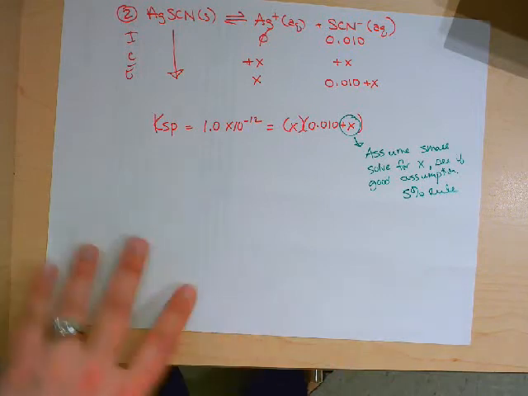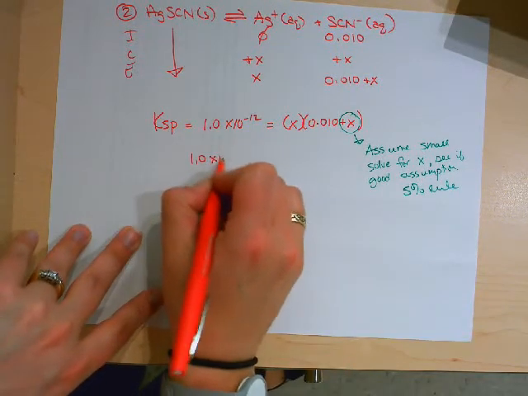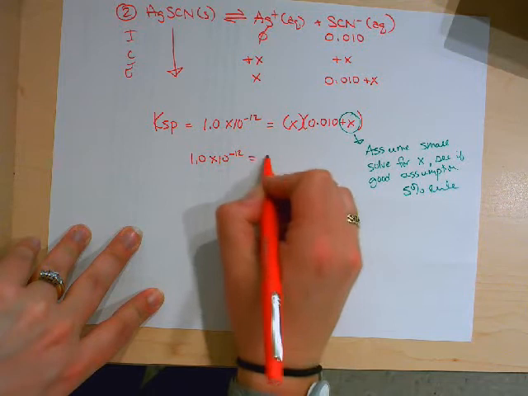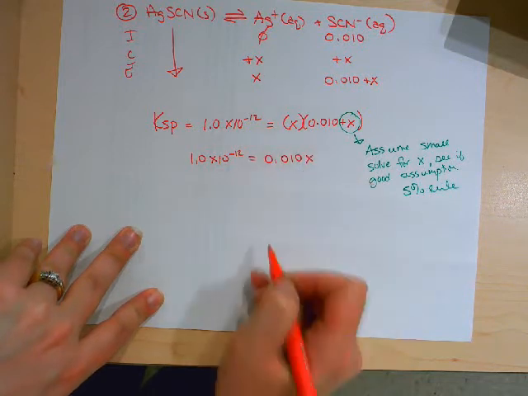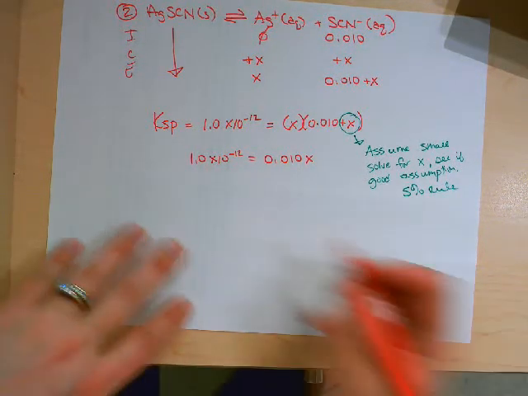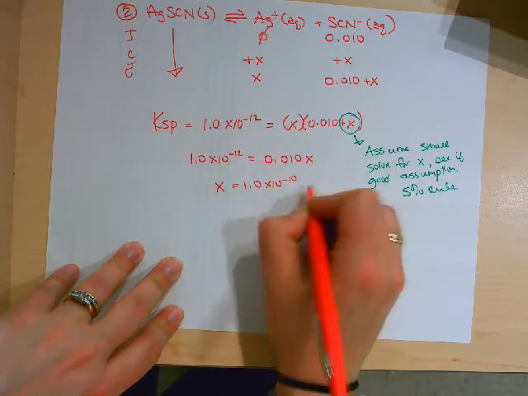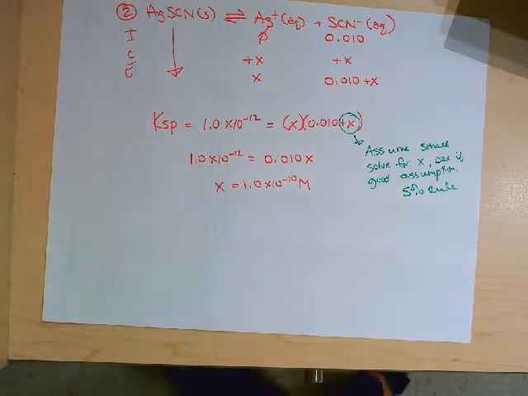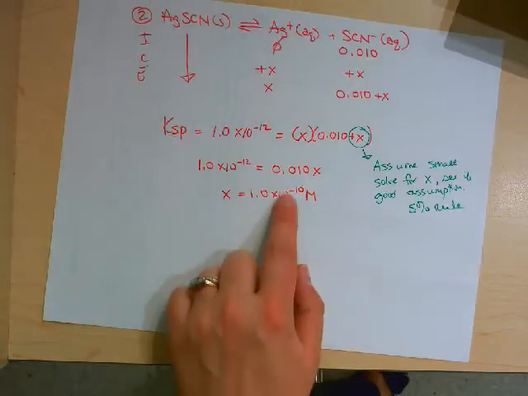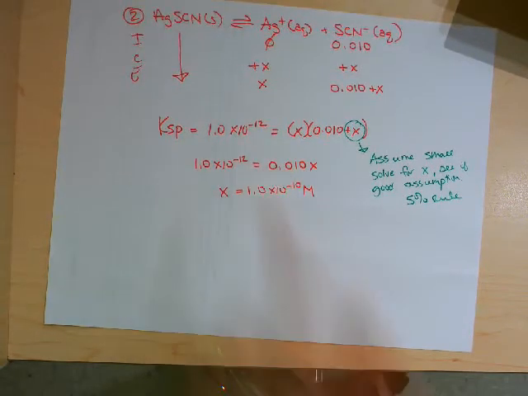Alright, so now I'm left with 1.0 times 10 to the negative 12 equals 0.010x. Was that a good assumption? Pretty gosh darn good assumption. They're not even in the same range, right? So 10 to the negative 10 versus 10 to the negative second, not close enough to each other at all.